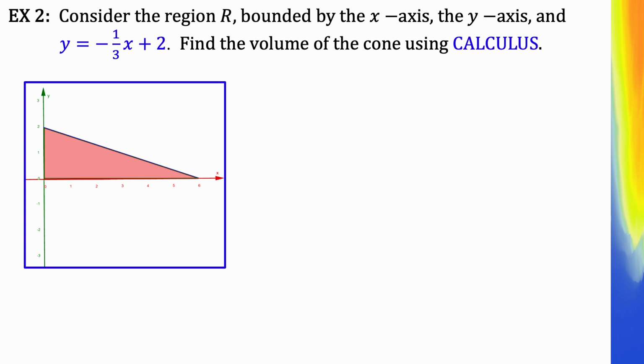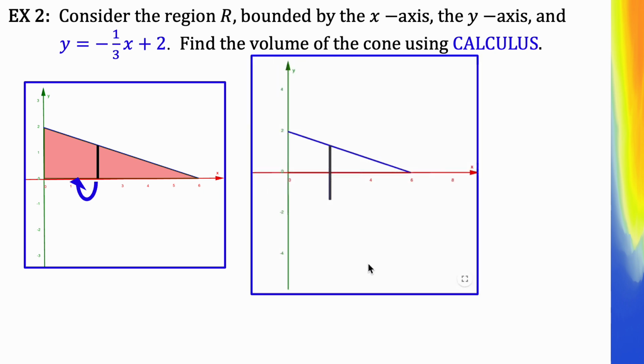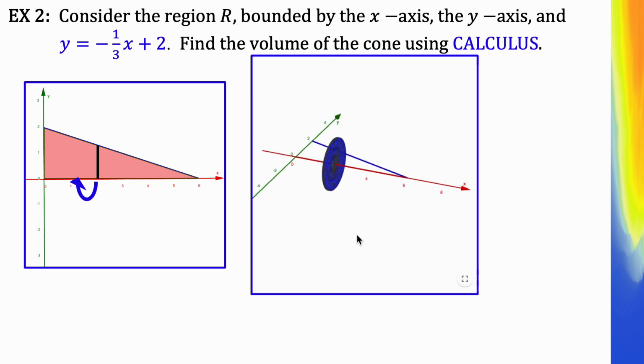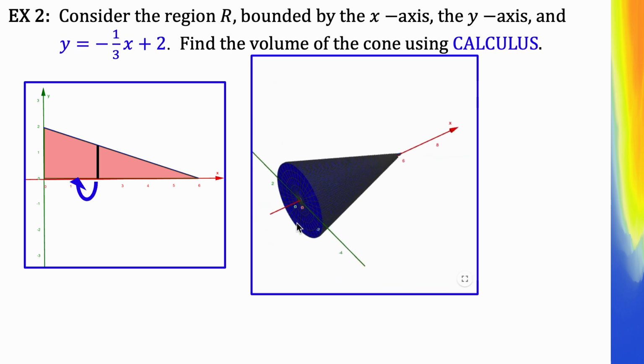Now, let's do this again, but this time we're going to find the volume using calculus. So to do that, I'm going to take just a small little slice of that region and rotate just it around the x-axis. And when I do that, let me show you what this looks like. It creates a little disc. And that disc can be anywhere on the x-axis. If I move it all the way to the back, I can start adding and adding an infinite number of discs. And look what I've created. I've got my cone again.